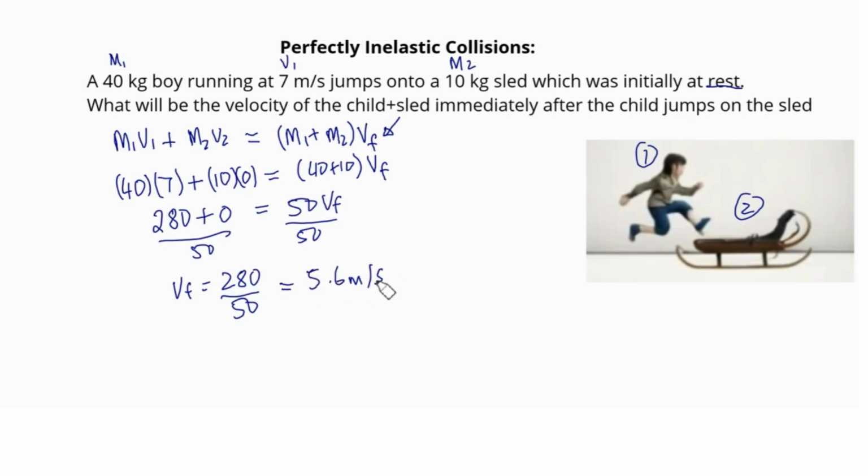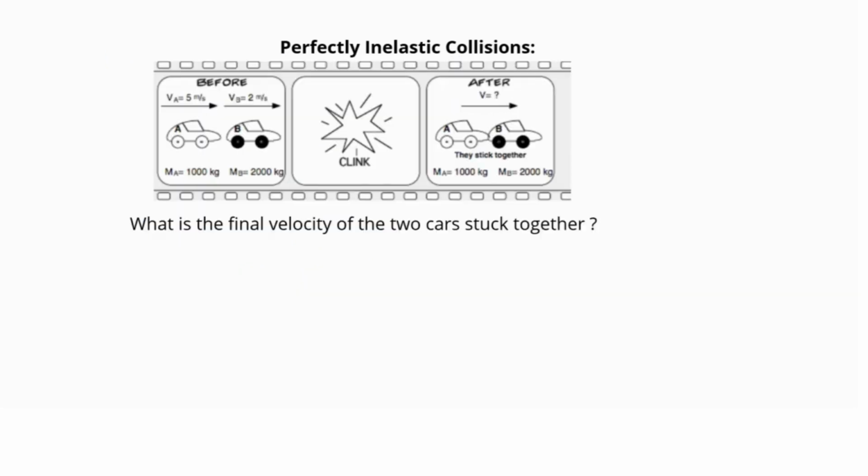meters per second. So he was running at 7. Now he's added some more mass onto his system, so he is going to slow down. This would be the new speed with which the boy and the sled are going to take off. Okay, hope that makes sense. We'll look at one more example. And again, you could stop here, stop the video, try to work this on your own, and then see how it works out as we proceed with the video.